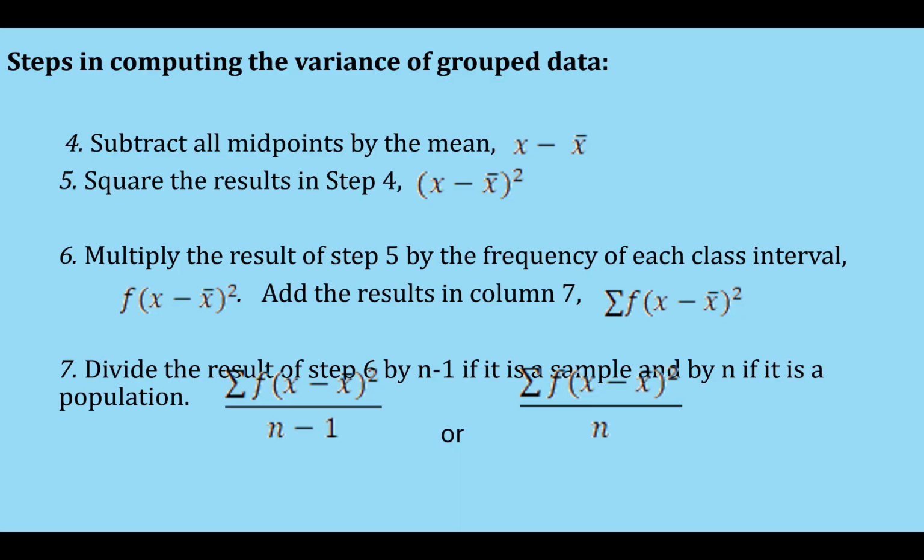Now, the fourth step, this one here now would be the start of computing for the variance. Subtract all midpoints by the mean. That would be x minus bar x. Number 5, square the results in step 4. That would be now x minus bar x raised to the power of 2. Step 6 is to multiply the result of step 5 by the frequency of each class interval. And then we're going to add the results. In step number 7, divide the result of step 6 by n minus 1 if it is a sample, and by n if it is a population.